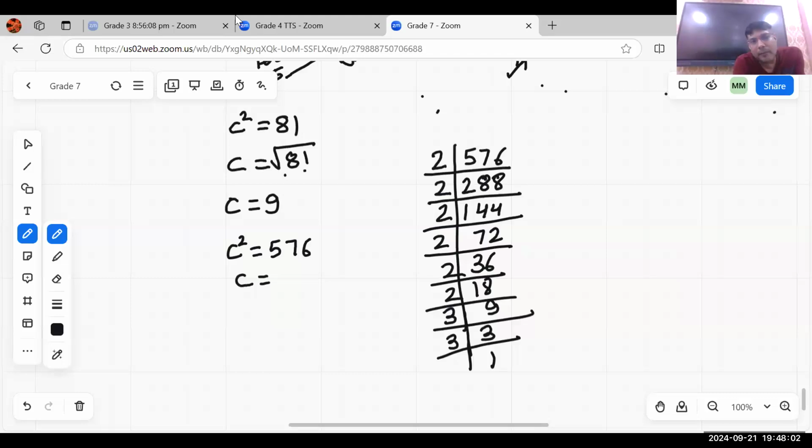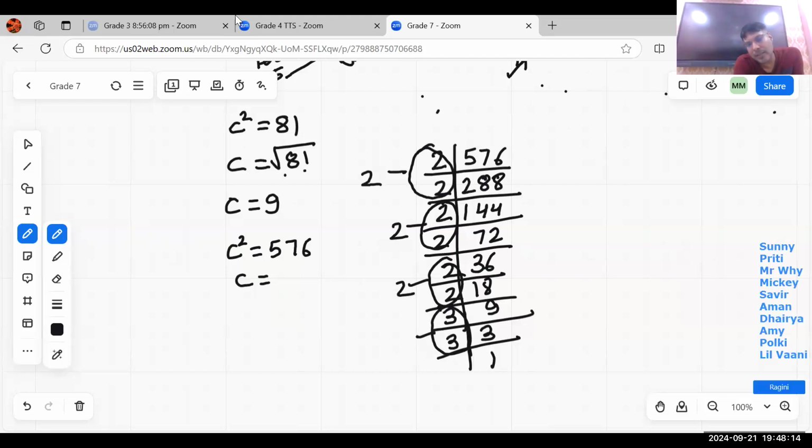After doing the prime factorization, from every pair of a factor, I will take one out. There were two 2s, I took one out; two 2s, I took one out; two 2s, one; two 3s, one taken out. Now C will be equal to 2 into 2 into 2 into 3. So C will be equal to 24. This is how we find the square root of a number.